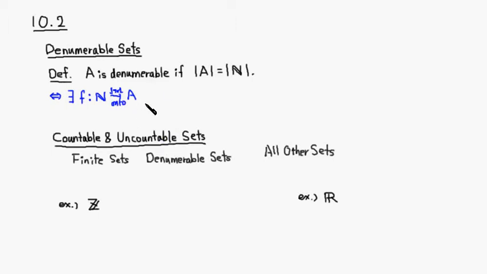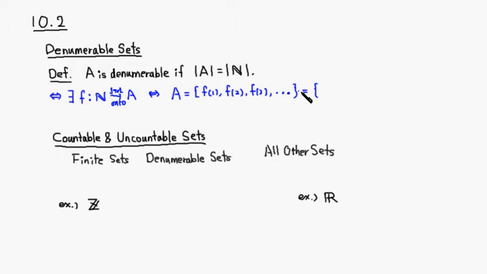If you have this function, you can see that 1 is going to be mapped to an element of A, 2 is going to be mapped to an element of A, 3 is going to be mapped to an element of A. We can make a list of elements of A. So A can be written as f(1), f(2), f(3), and so on.